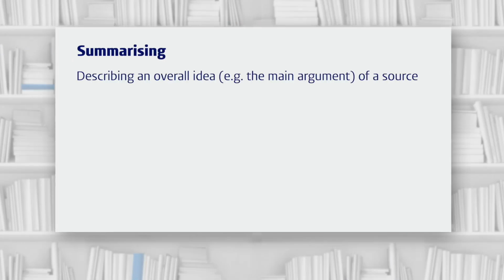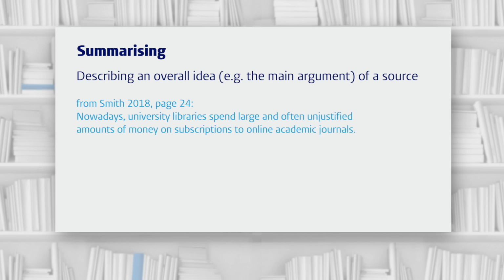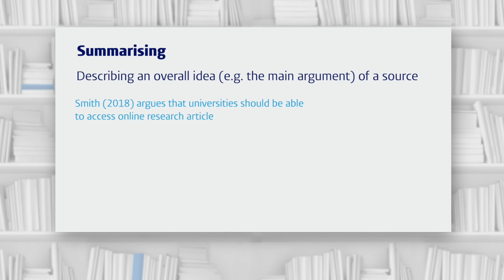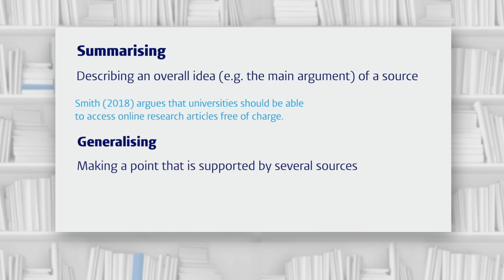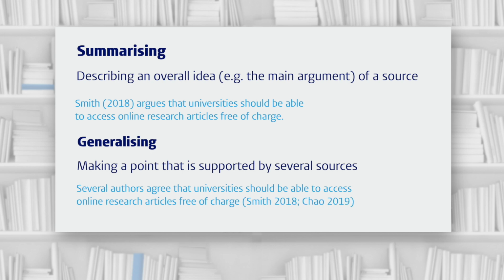Now let's look at summarizing. Summarizing is actually quite similar to paraphrasing, but the idea that you're paraphrasing is broader than just one or two sentences. So let's take the same article from our earlier example, except instead of quoting or paraphrasing a specific passage, we're going to summarize the overall idea of the article. Here's how that might look. Lastly, to generalize across sources, you can use phrases like "several scholars agree that," or "many authors have argued that," to introduce the idea, and then include the citations for several different articles in parentheses.